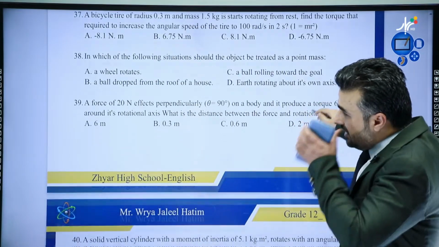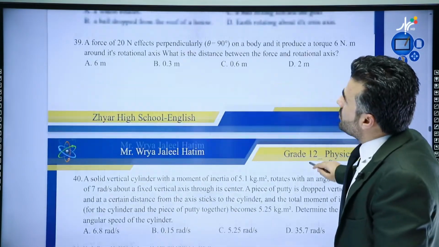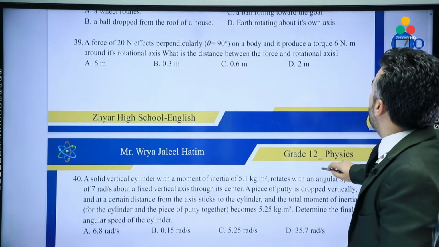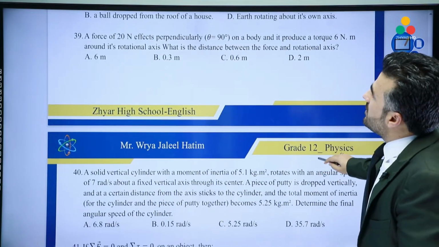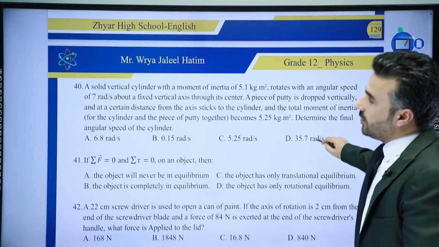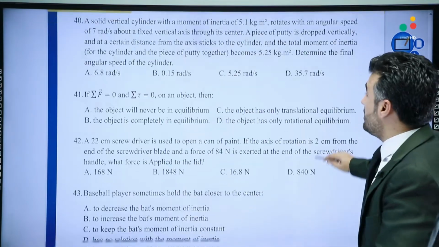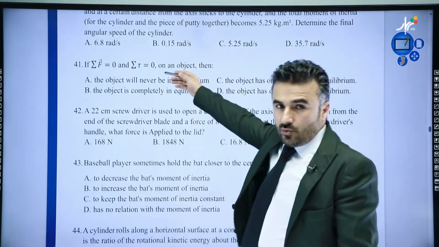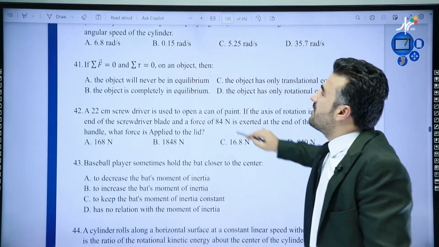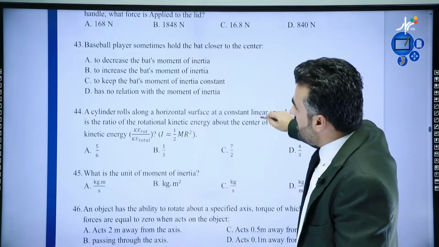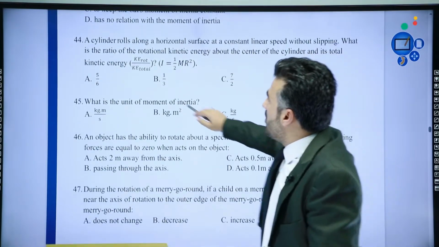Okay, and you can see there are more questions to this. A force of 20 Newton perpendicular to a body produces a torque of this much around this point. What is the distance? That is very easy. Torque equals force times distance, and then you can find the distance by plugging in the numbers. We solve questions related to this. This is very important.